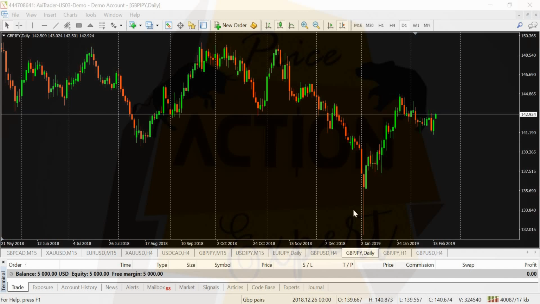Let me start with the GBP JPY pair. Let's say you have a $5,000 account, which I invested in US dollars. This is actually a demo, I'm just showing it for educational purposes. If you are going to take an entry here, you should know your stop loss and lot size.